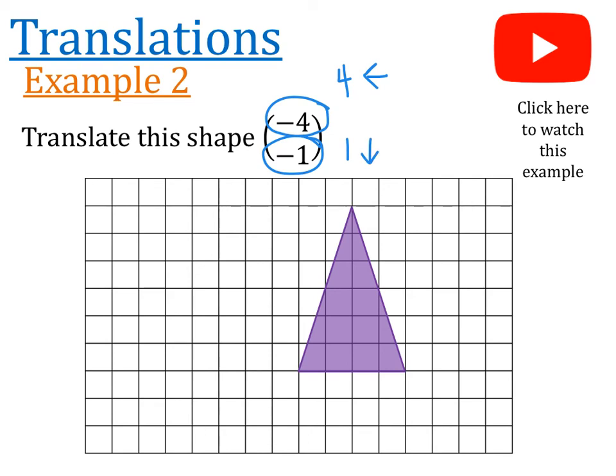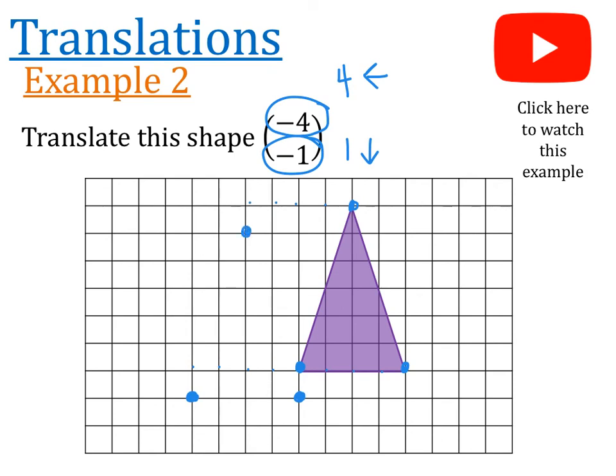So I'm going to do the same thing that I've been doing the entire time. I'm going to choose a corner, and I'm going to go 4 squares to the left, 1, 2, 3, 4, and 1 down. Okay, and then I'm going to choose another corner, like this other one down here. And I'm going to go 4 squares to the left, 1, 2, 3, 4, and 1 down. I've just got the top corner left to do. So 1, 2, 3, 4 to the left, and 1 down.